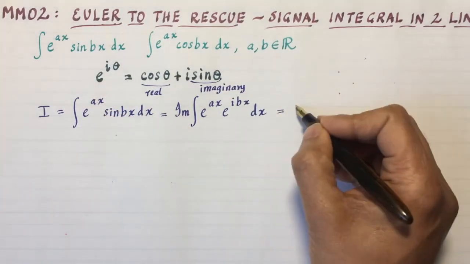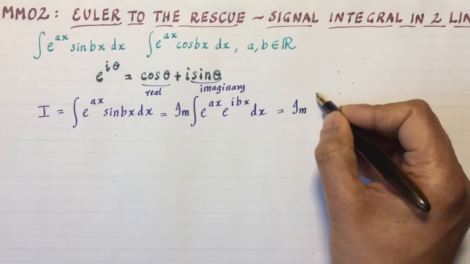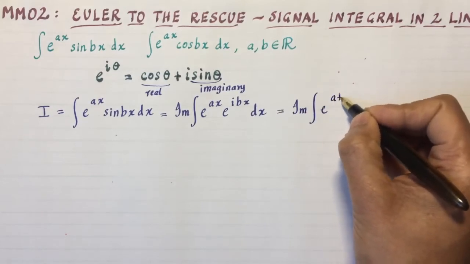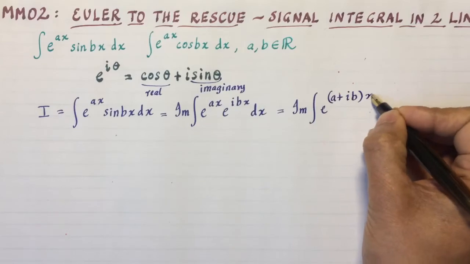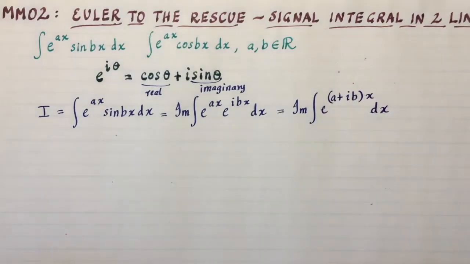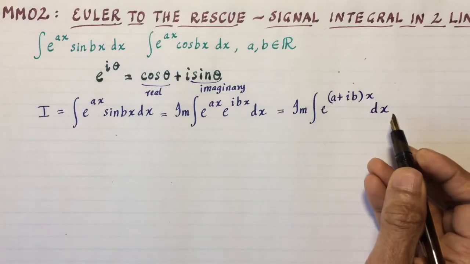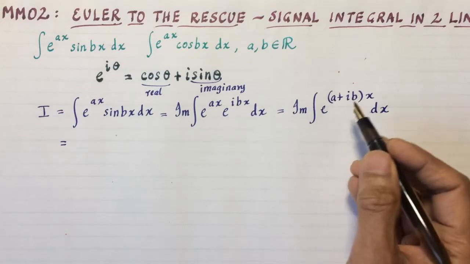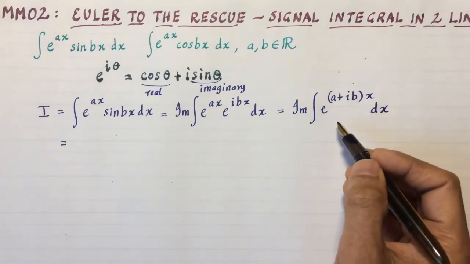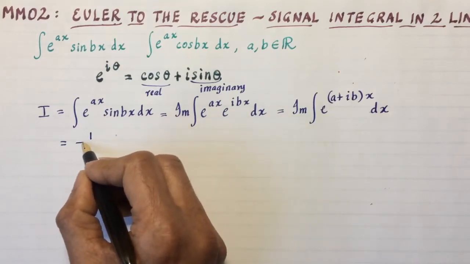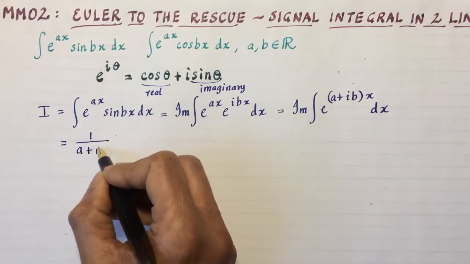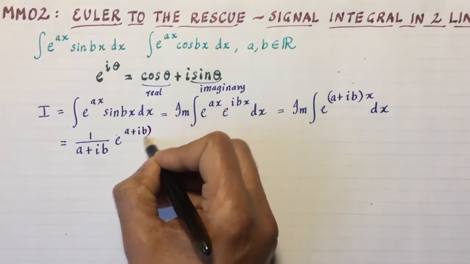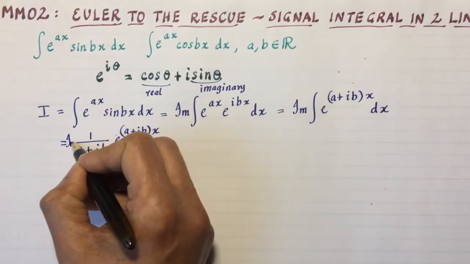Now this integral, however, is not very difficult to evaluate because this is just using the property of exponentials, e to the a plus ib times x dx. Now that is the integral of an exponential function. It can be very simply performed. The integral of e to some constant times x is 1 over that constant times the same exponential. I've just got to be careful to keep putting imaginary till I'm done.